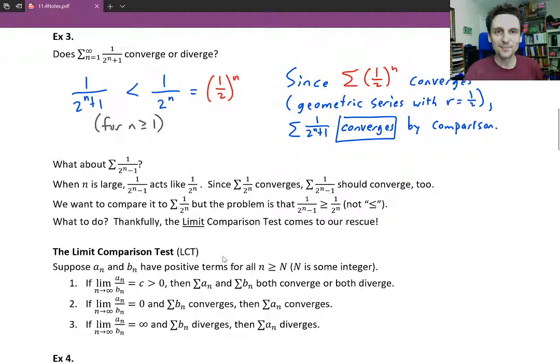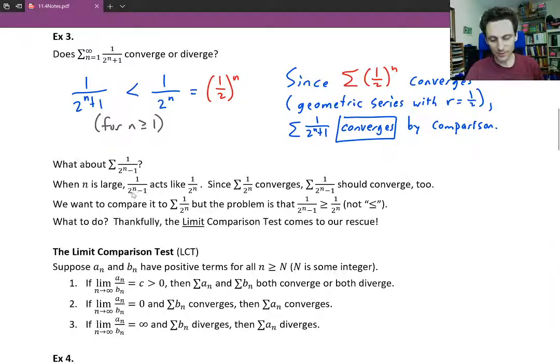Hello and welcome back. So what about that series 1 over 2 to the n minus 1? How are we going to handle it if the comparison test doesn't work? Well, intuitively, when n is very large, the terms of 1 over 2 to the n minus 1 are acting a lot like the terms 1 over 2 to the n. They're basically the same when n is large, right?